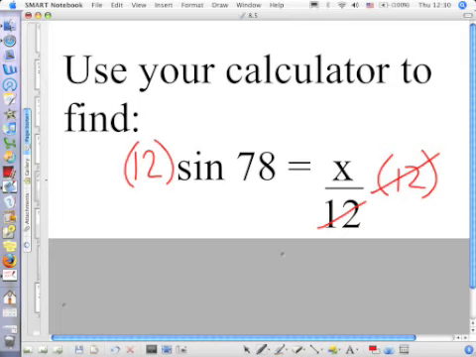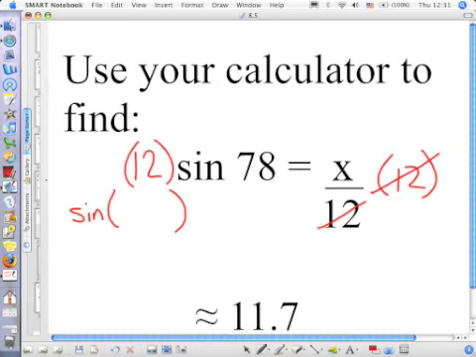So I want everybody to hit the sine button and tell me if this is what you see. If that's what you see on your screen, then you're going to hit clear. You're going to hit 12, sine, 78, and close your parenthesis. Equals. 11.737, a long number.